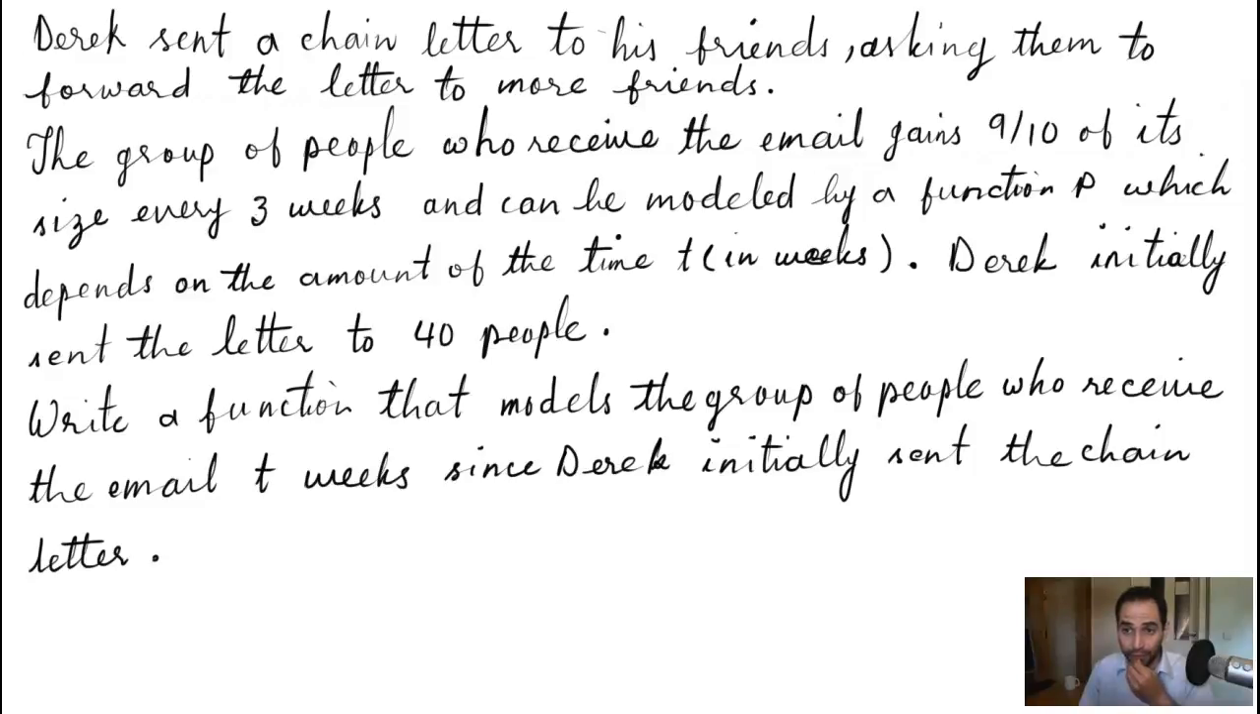What you can do here is simply write the function. Derek initially sent the letter to 40 people, so this is the initial point of your function. That means when t is equal to 0, your p of t, which is your function here, is equal to 40. That's where Derek starts, basically started with 40 people.